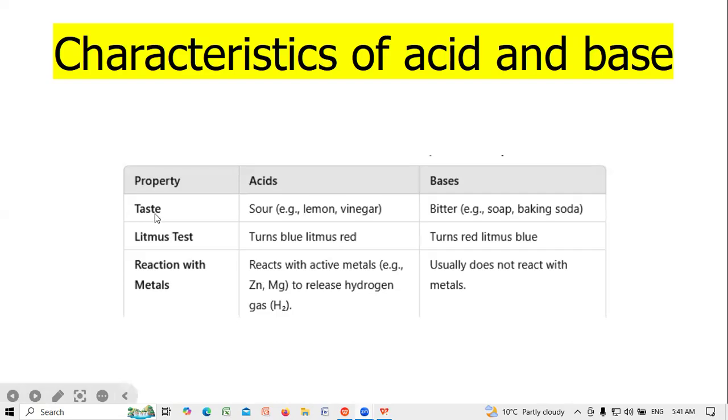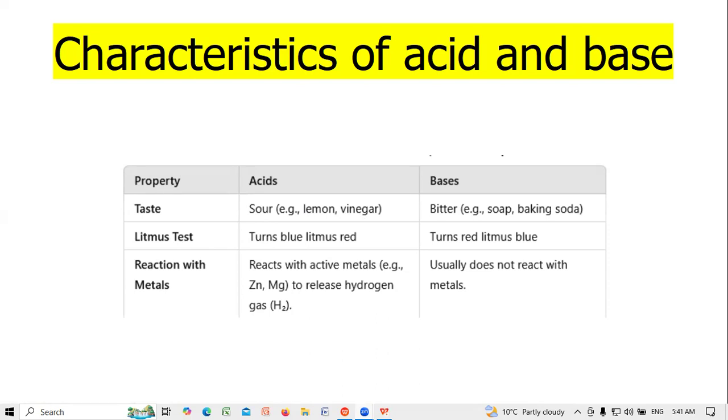Acids have a sour taste, for example, lemon and vinegar, and bases have a bitter taste, for example, soap and baking soda. Litmus paper test: in case of acid, blue litmus paper turns red. In case of base, red litmus paper turns blue.